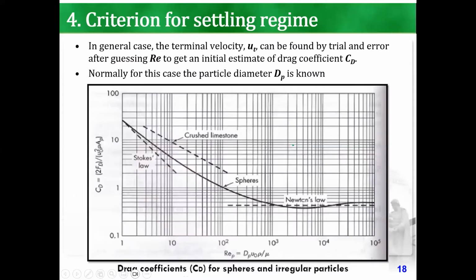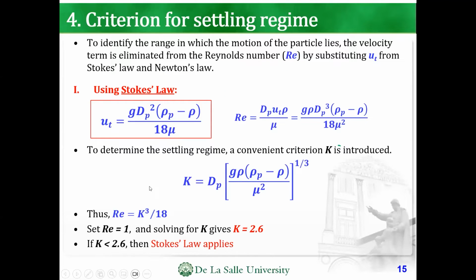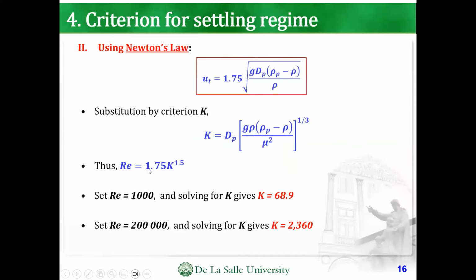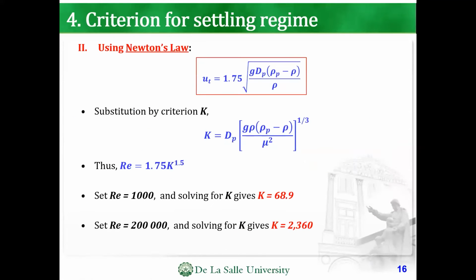Take note that the Reynolds number can be approximated, right? How can the Reynolds number be approximated? It's a bit close to the Stokes law Reynolds number as opposed to this one, because this one is a bit far, 60 plus. The one using 1.75, right? 68 up to 2000 something. So let's approximate the Reynolds number.